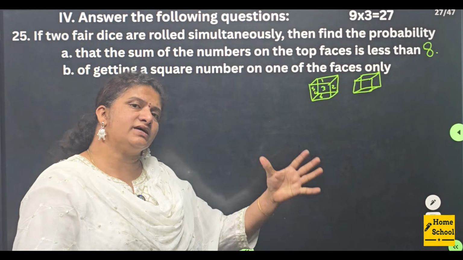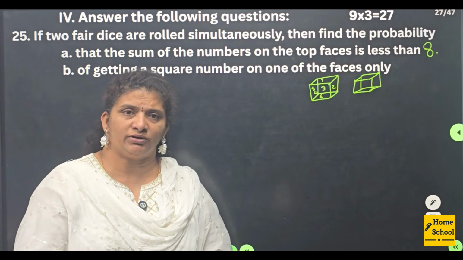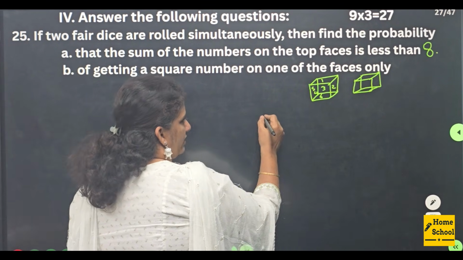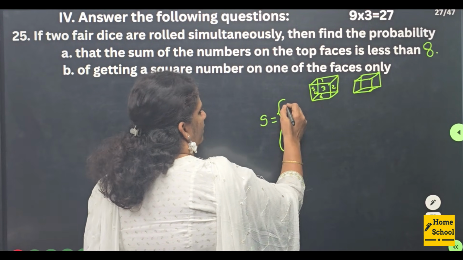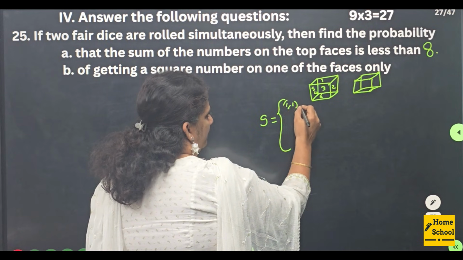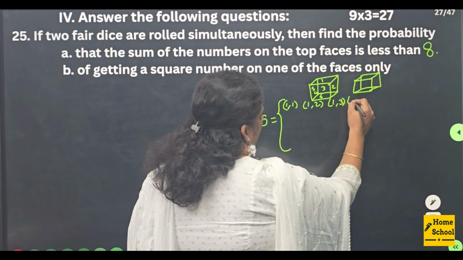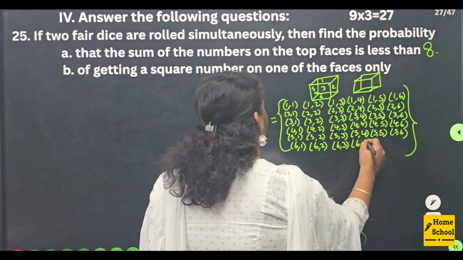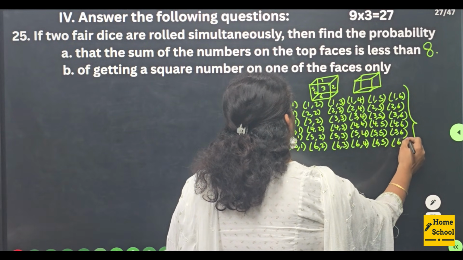If two dice are rolled simultaneously, then what will be all the possible outcomes? So, first we are going to write the possible outcomes. That is nothing but sample spaces. 1, 1, 1, 2, 1, 3, 1, 4, 1, 5, 1, 6, 6, 4, 6, 5, 6, 6.